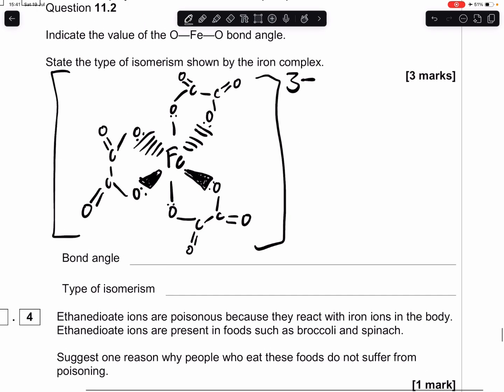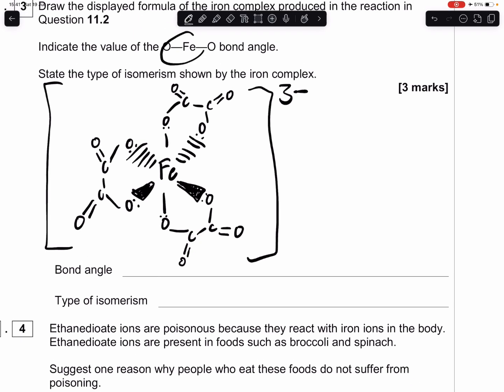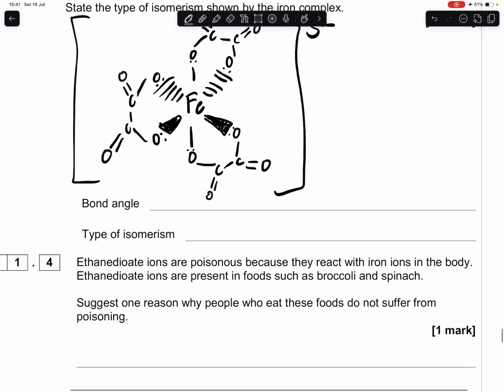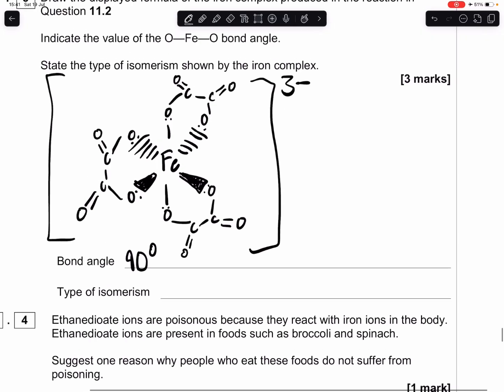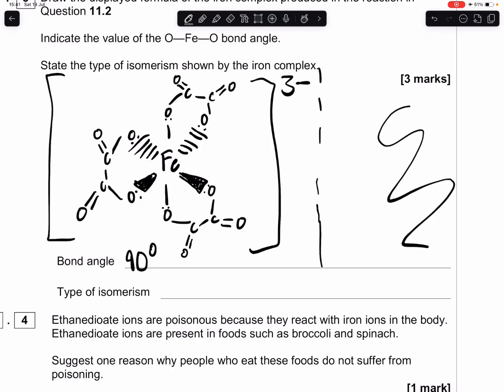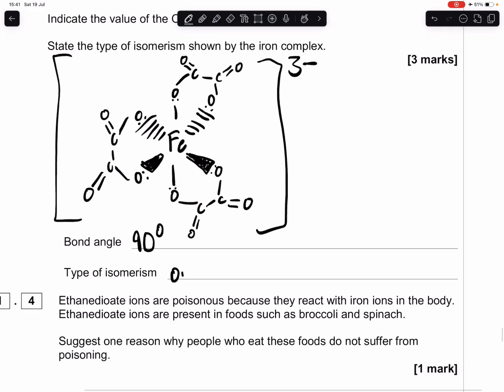It's talking about the Fe-O bond angle. That's this bond here, or any of the ones in the octahedral area, and you just need to remember that that is 90 degrees. And the type of isomerism, when you have bidentate ligands, you get optical isomerism. You get that non-superimposable mirror image of the complex when you have bidentate ligands. If you have monodentate ligands, you get cis or trans, but with bidentate, you have this optical isomerism. So you just write optical there.